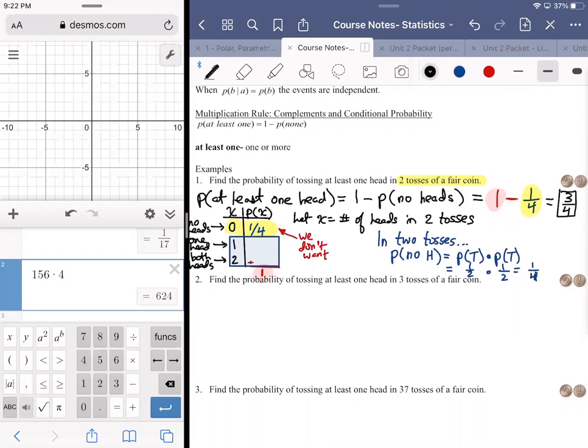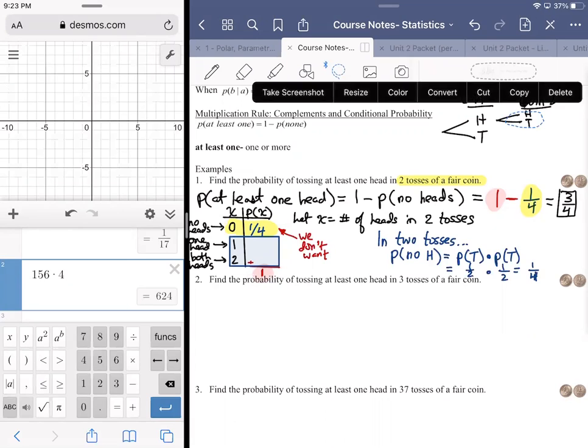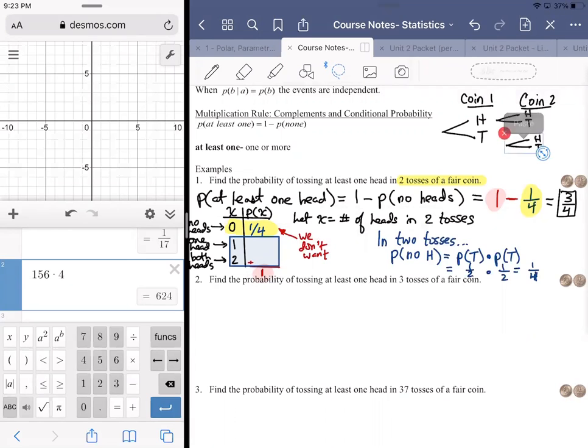Now, this is a small sample. You know, we're only flipping a coin twice. So could you have done it a different way? Absolutely. You know, that different way could be a tree diagram. So coin 1, heads or tails. Coin 2, I flip the first coin and I get a heads, I can still get heads or tails on the second coin. If I flip the first coin and I get a tails, I could still get heads or tails on the second coin, right? So this is my sample space, my tree diagram.